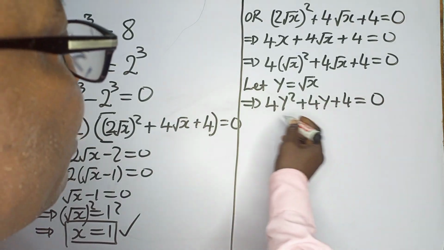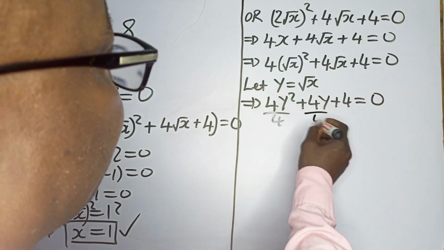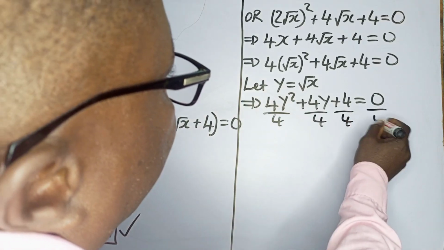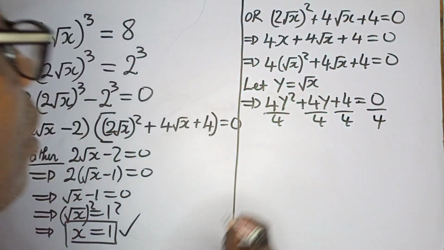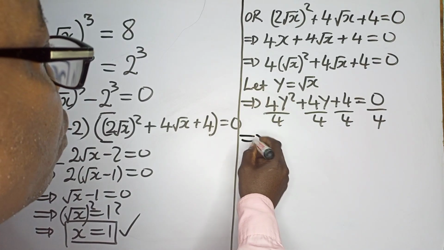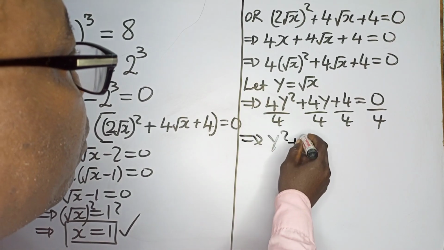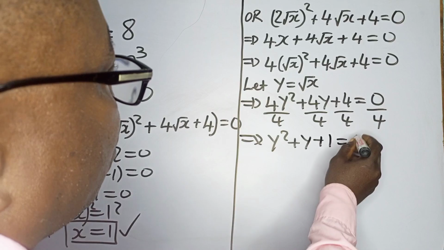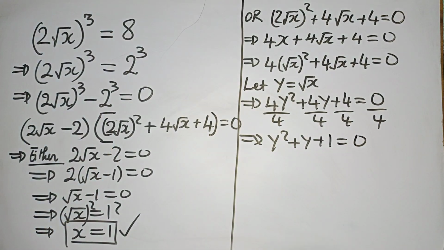So if we divide all through by 4, divide here by 4, divide here by 4, divide here by 4, divide here by 4. Remember, it's an equality. Whatever is done to one side, we must also do to the other side. All of this simplifies to y squared plus y plus 1 equal 0. All right, this is a simplified quadratic equation.